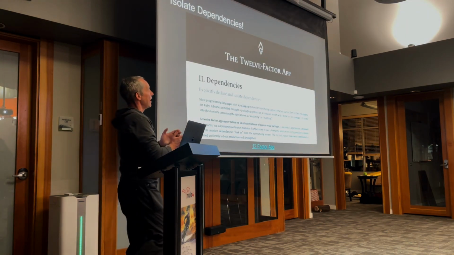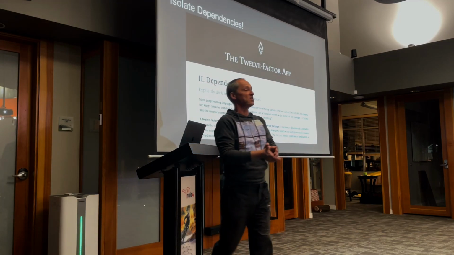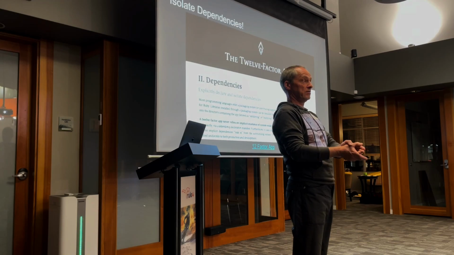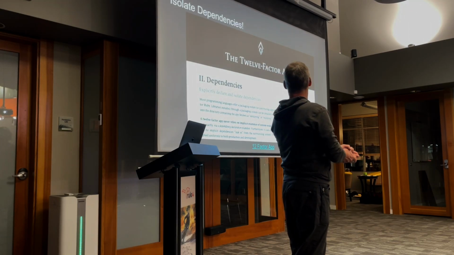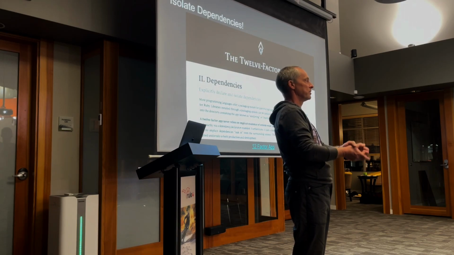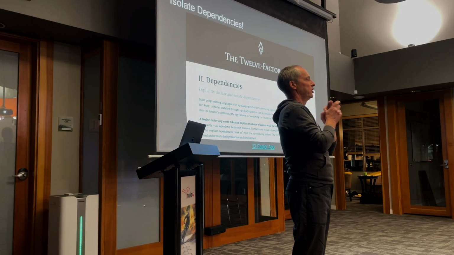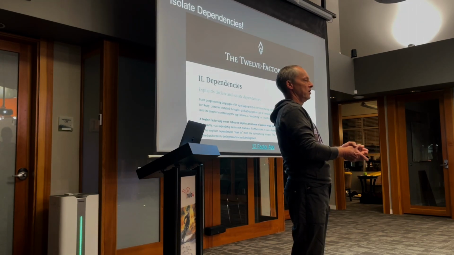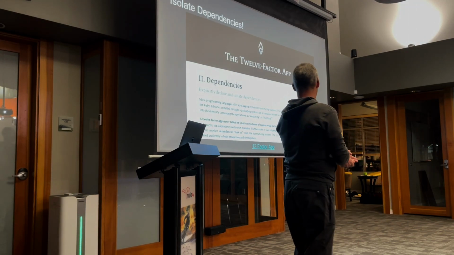Okay, and yes, so when we're going to do that, isolate dependencies. 12-factor app. It's really worth a read. It's 12factor.net. And the second point is isolate dependencies. Always isolate your dependencies. If you're going to use Python, check requirements.txt into the repo. When you update it, commit it.